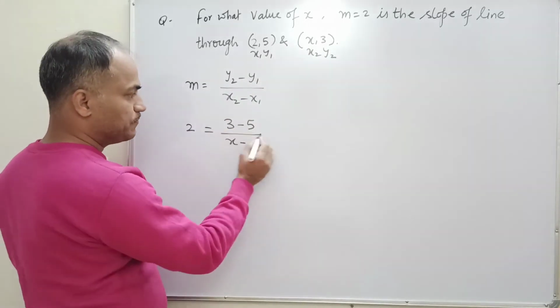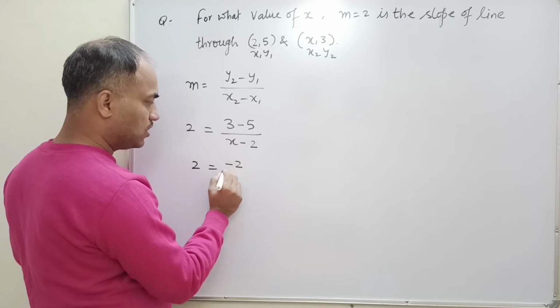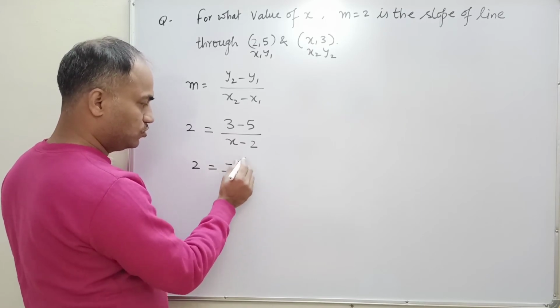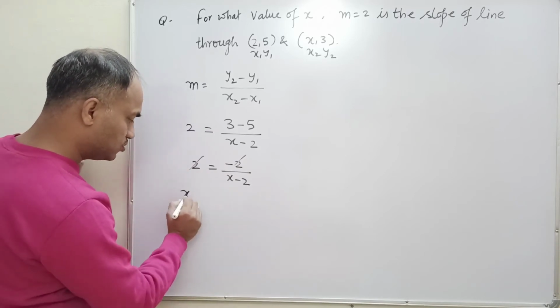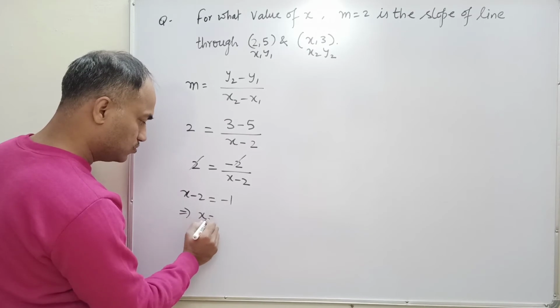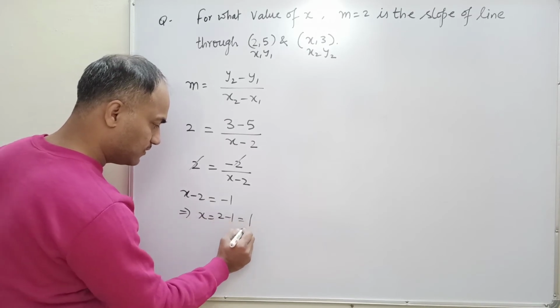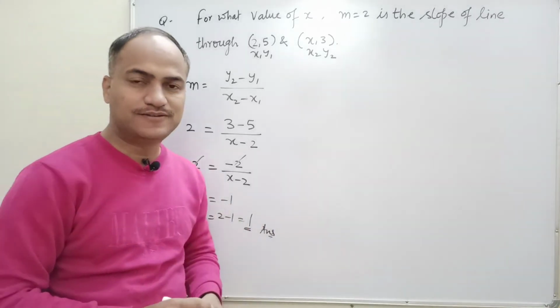So what is this? This is 2 equal to minus 2 upon x minus 2. The 2s cancel, so we are left with x minus 2 is equal to minus 1. So x is equal to plus 2 minus 1, that is 1. This is our answer. Okay, simple.